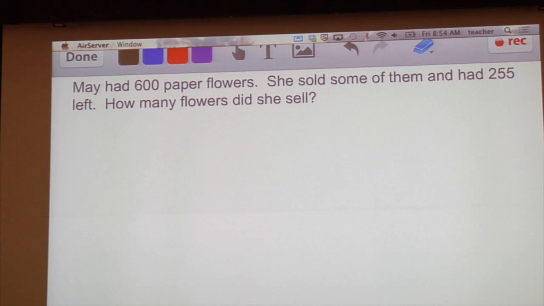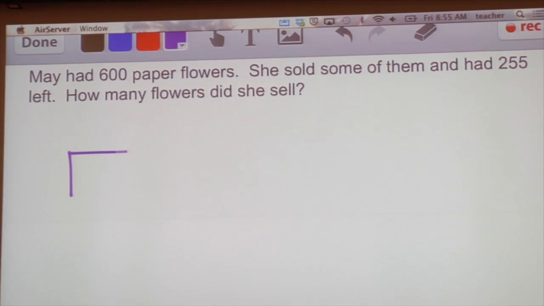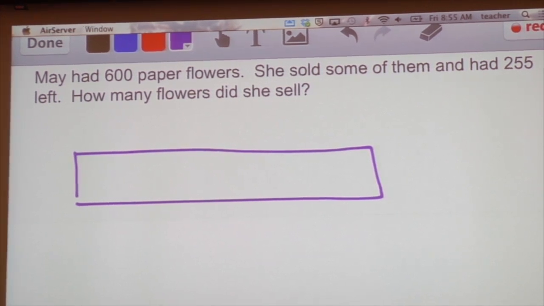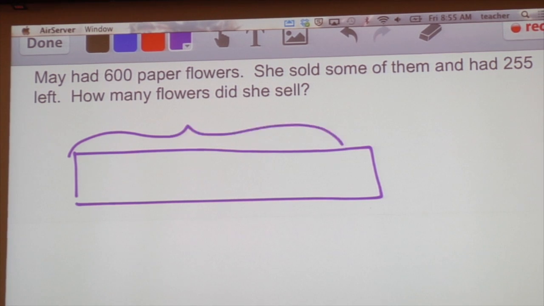Okay, so this is a part whole problem. We have the whole, we have one of the parts, and we're looking for the other part, which means that we need to start with one bar to show our whole. So I'm going to, that's my bar, right? That's my total. What's the total worth? How much? Great. So I'm going to label that 600.